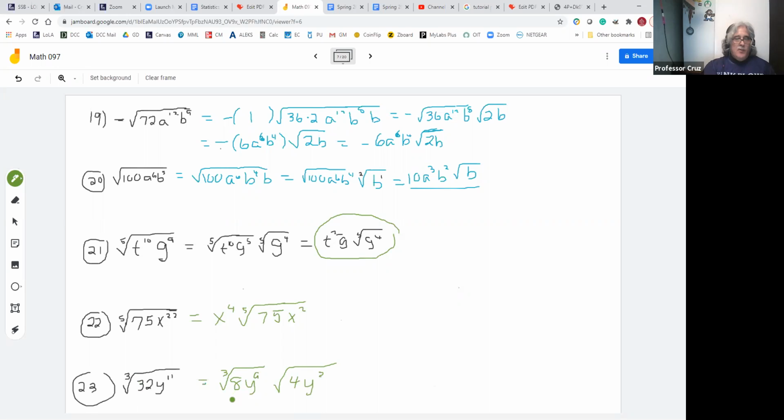This right here is the only perfect cubed. And then if we had one more, we'd have 12. We'd have a perfect cube, but we have to take what we can get. So this right here is 2y cubed and cube root of 4y squared.